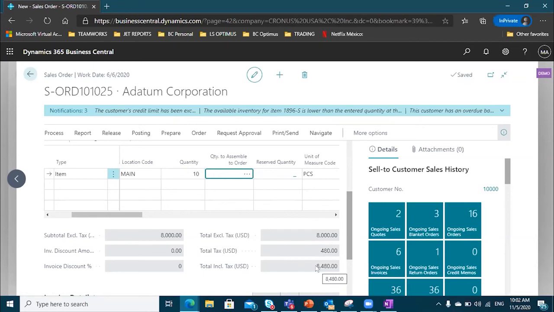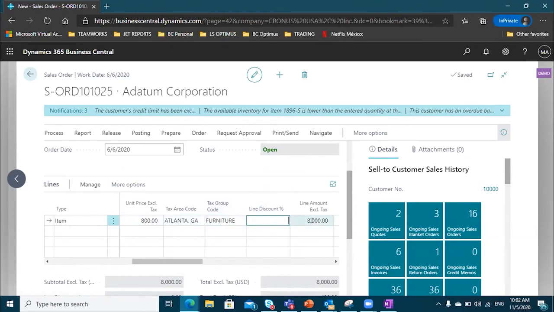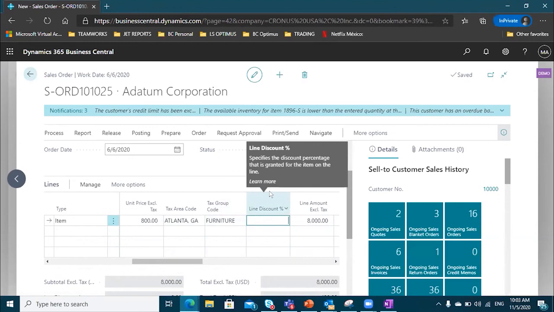Okay, remember that we talked about discounts. The discount for the invoice is here, the total amount that we could discount from the total amount of the sales operation. But as well, we have a line discount that, in this case, could be applying only for the specific line. So we have different types of discounts, okay? Just to mention it. Now, let's continue.